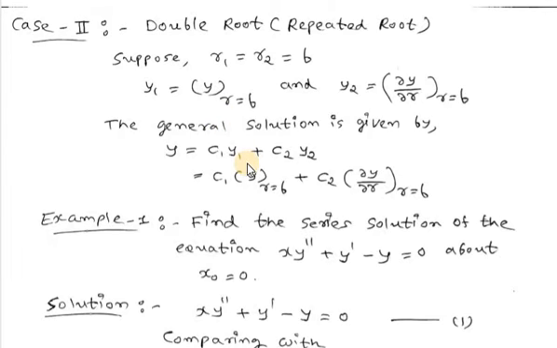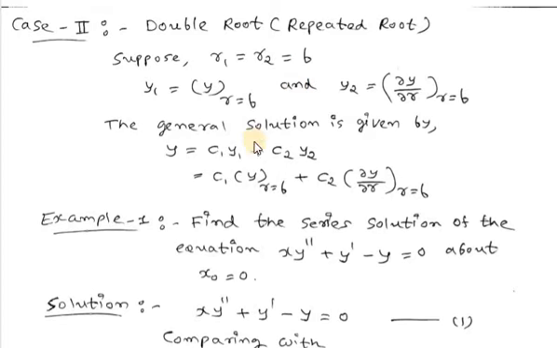In the last lecture, I taught you case number one of Frobenius method. Today, I will discuss case number two of Frobenius method. So case number two is double root, that is repeated roots. It means the value of R1 and R2 is repeated. Say R1 equals R2 equals B.